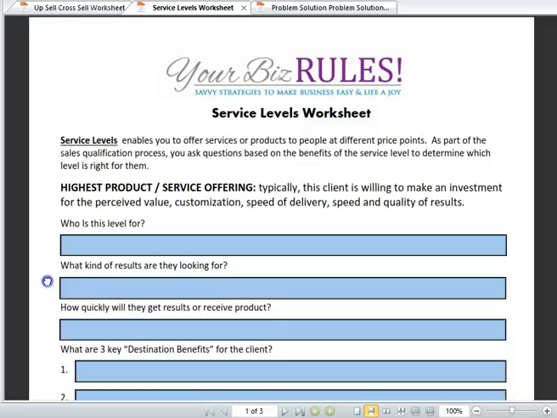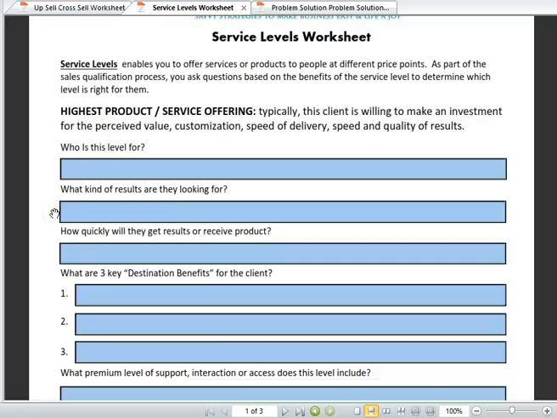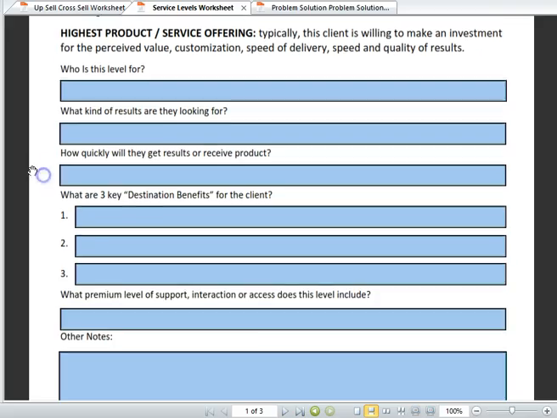What kind of results are they looking for? Typically, higher products want higher quality, want faster, want customization. Think about all the bells and whistles that you could throw in on your product or service. What kind of results is this ideal client looking for? And then how quickly, because time factors in a lot. People will pay for quick, or they won't pay for quick, and it's up to you to determine how important quick is to them. How important is price to them? How important is quality to them?